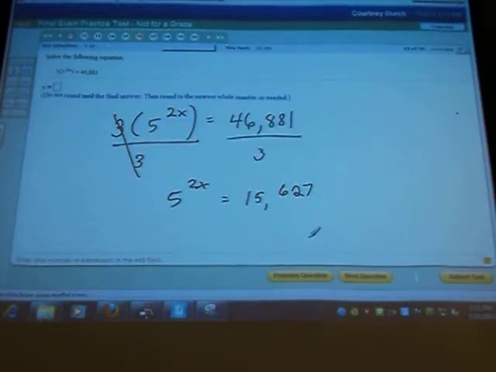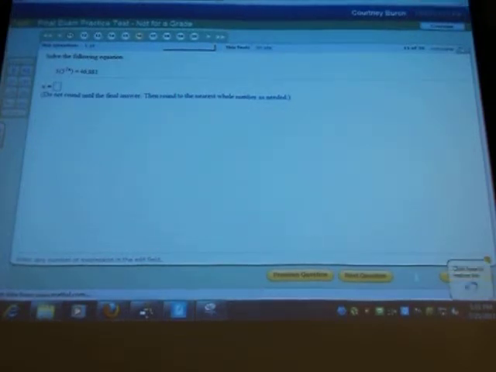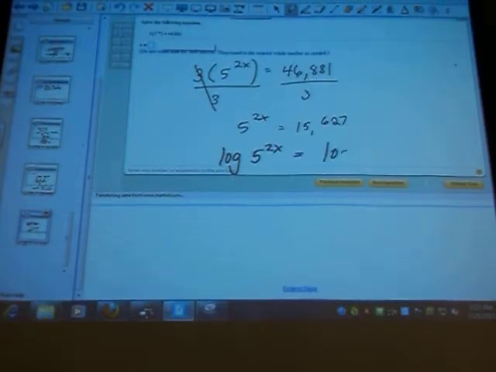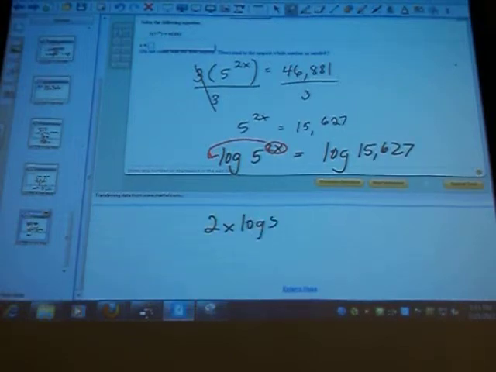Okay, then I want to get the x out of the power by logging it. Log both sides. And I'm not using ln, I'm using log because I don't have an e. That's going to bring your 2x down to the front. So I have 2x log 5 equals log of 15/627.